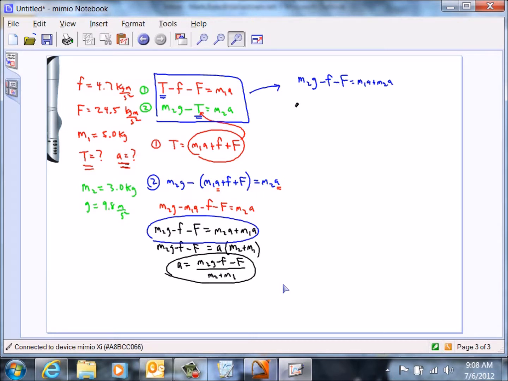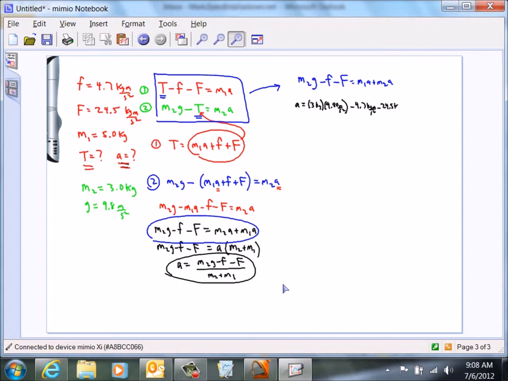And let's plug in the numbers. A is equal to M2G. M2 is 3 kilograms. G was 9.8 meters per second squared. Minus little f. Little f was 4.7 kilogram meters per second squared. Minus big F. Big F was 24.5 kilogram meters per second squared. All divided by M2 plus M1. M2 was 3 kilograms. M1 was 5 kilograms.